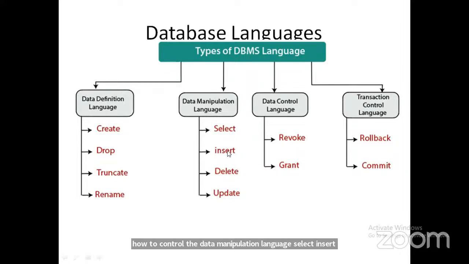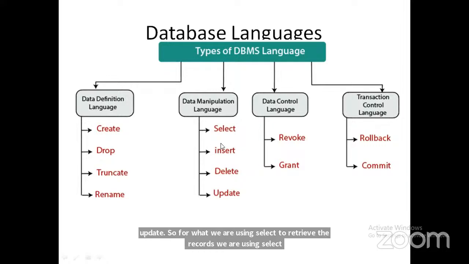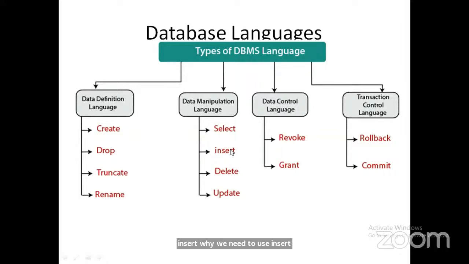For what are we using select? To retrieve the records we use select. Insert, why do we need to use insert? To insert records in a table we use the command insert. Coming to delete, if we want to delete a particular column, tuple, or table, we use delete as the keyword. Next, update: if I want to update the data in a table, we use update. Okay, is it clear? DML operations, very important questions.